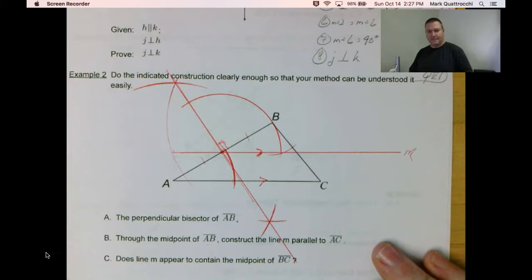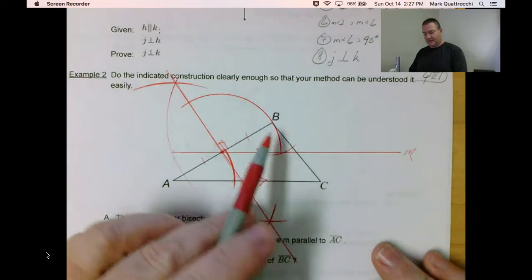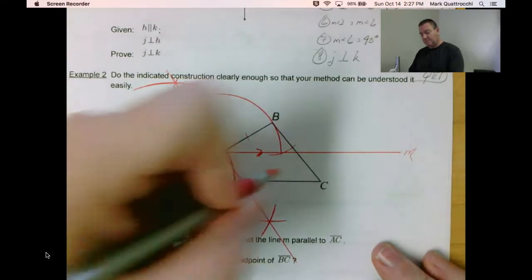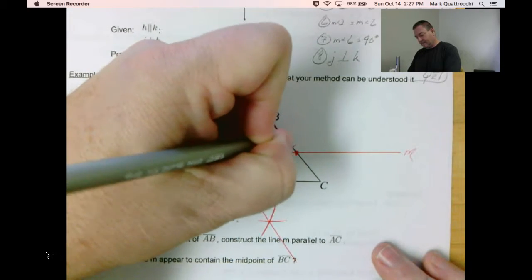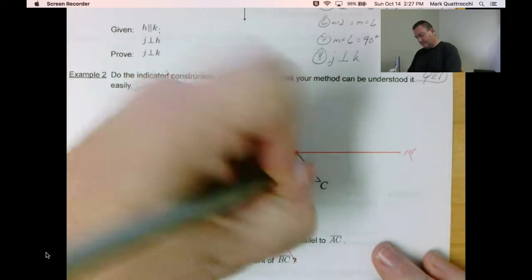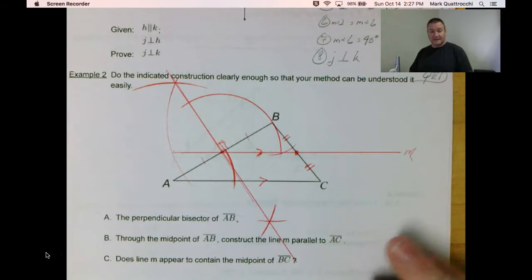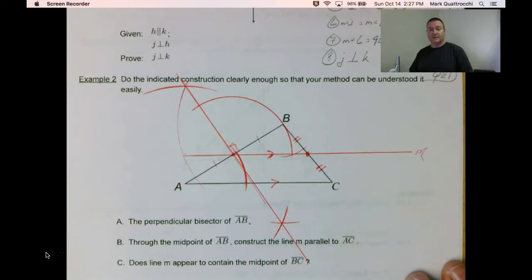Does line M appear to contain the midpoint of BC? It definitely looks like it. It does, and we can prove that later on, but for now, it appears to contain that midpoint, and that's important to us in the future. Okay, so that's example 2.